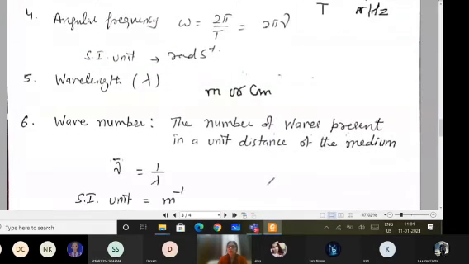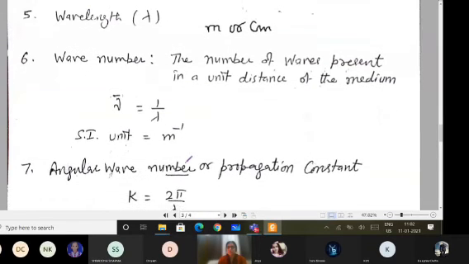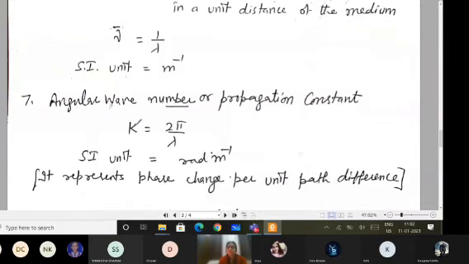Wave number is the number of waves present in the unit distance of the medium. It means if I take 1 meter distance, then the number of waves present in that 1 meter distance is termed as the wave number. It can be denoted by nu bar, with a line over the nu, or I can say 1 upon lambda. So the reciprocal of the wavelength is the wave number, and so the unit will be meter inverse. This concept of wave number and angular wave number is important, of course.